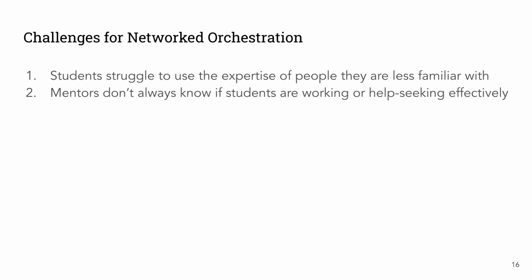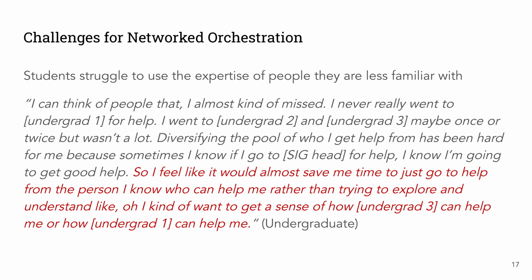But there are still challenges, even though networked orchestration is effective in many ways for distributing help needs across a community. In particular, we found that students struggle to use the expertise of people that they are less familiar with, and mentors don't always know if students are working effectively outside of one-on-one meetings. Starting with the first problem, what we found is that students need to know the kinds of things people know about if they want to seek help from them.